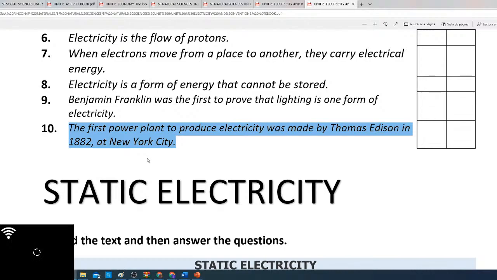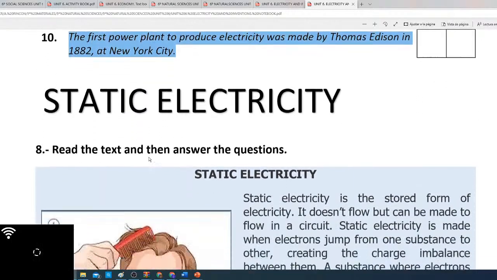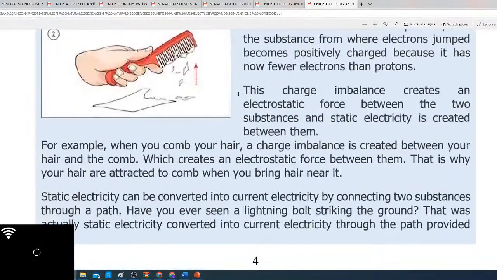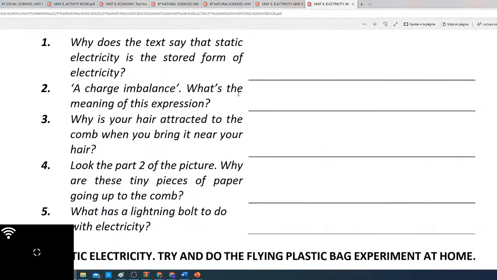Do you think that is true? And in essence, true? Yes, it is. Yes, it is. Very good. And you have here another experiment, and you have here some questions about that.